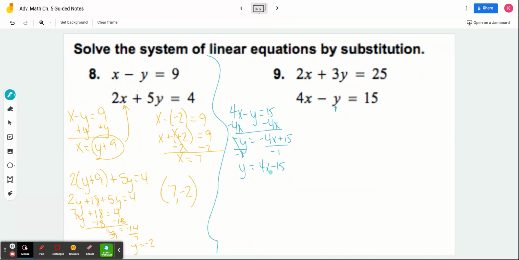Now I'm going to take this expression and plug it into that first equation. So 2x plus 3 times 4x minus 15 equals 25. 3 times 4x is 12x. 3 times negative 15 is negative 45. When we add 2x and 12x, we get 14x.